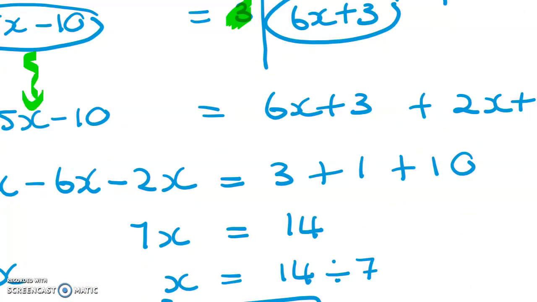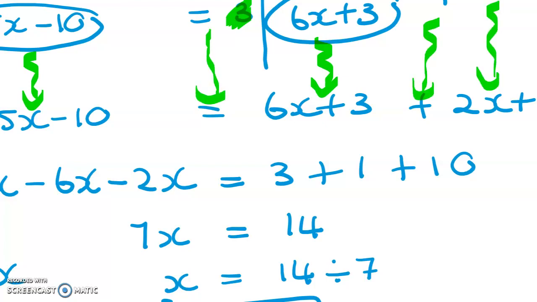15x minus 10 comes down here. 6x plus 3 comes down here. Plus 2x plus 1. Bring down your equal sign. Bring down your plus. And on the next line, I'm just bringing over all my x's to the left-hand side. Plus 6x on the right and plus 2x on the right, it becomes minus 6x minus 2x. Bring over the minus 10, it becomes a plus 10.